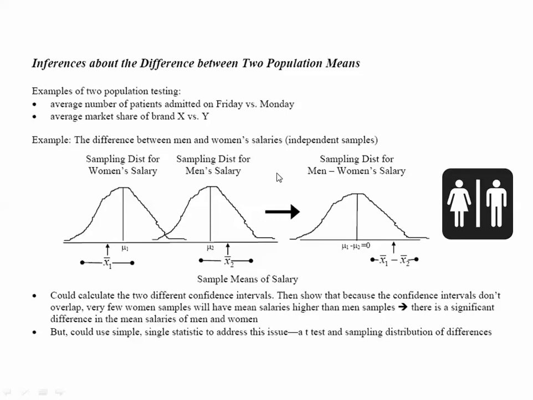In section 7, we want to know something about the differences of two populations. An example would be the average number of patients admitted on Friday versus Monday. Is there a difference between the two? Or the average market share of brand X versus brand Y. A common two-sample hypothesis test is the difference between men and women's salaries.